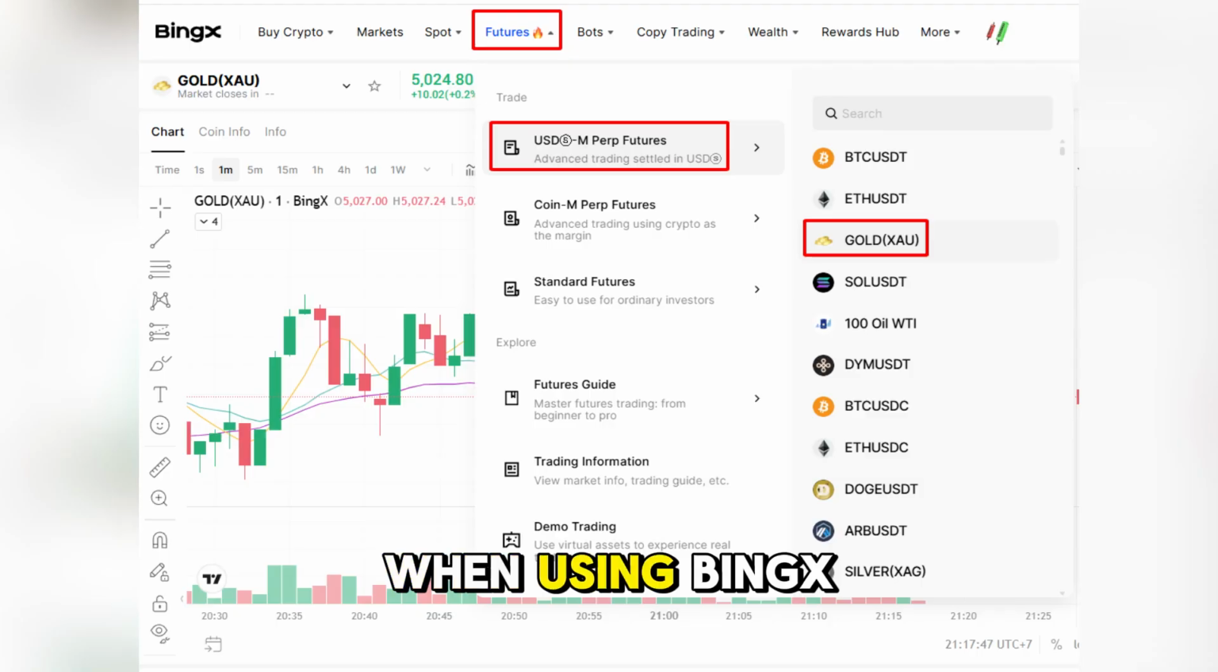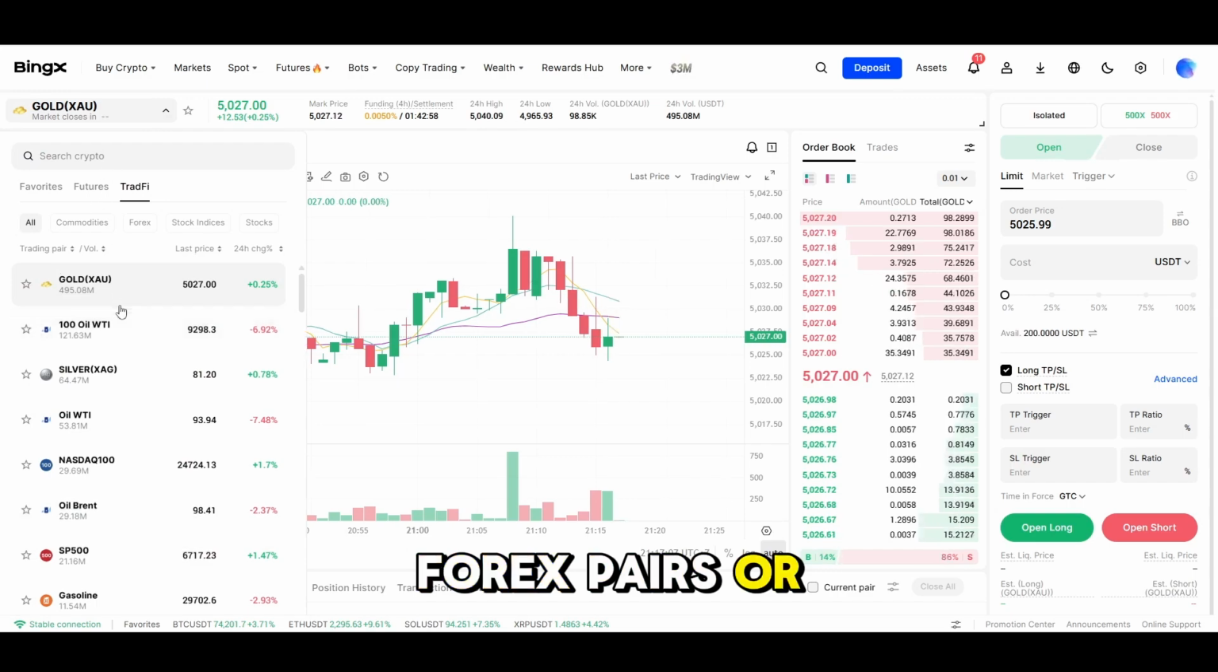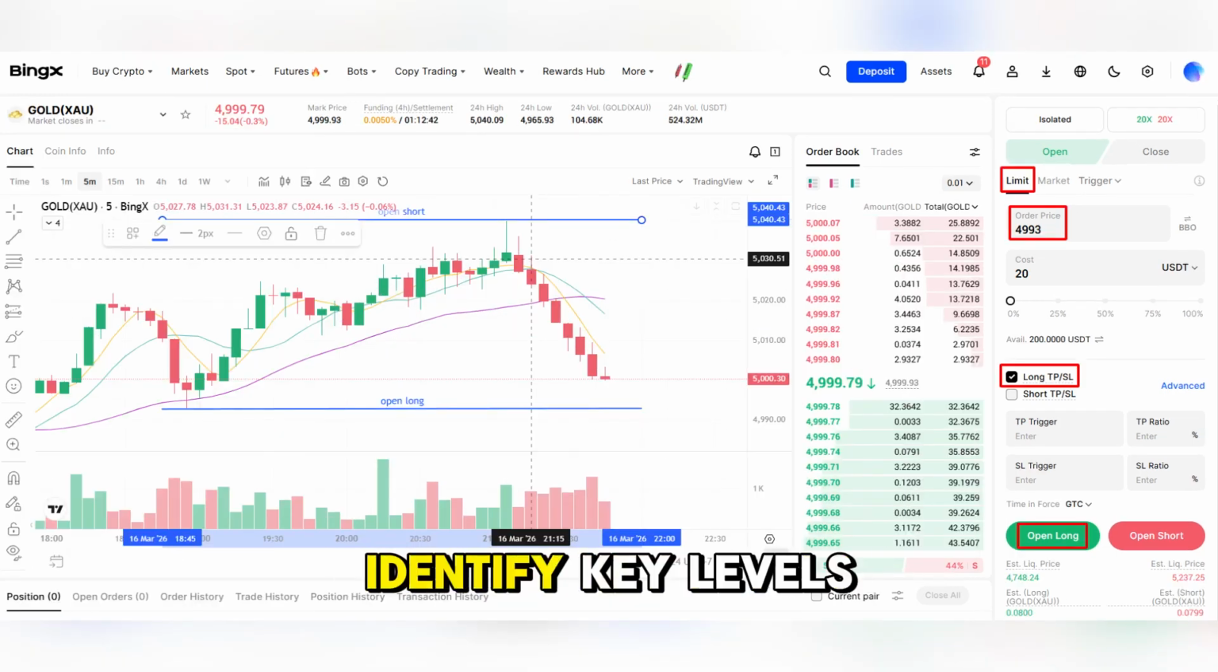When using BingX TradFi, the basic trading process is straightforward. Traders can open the TradFi section and choose markets such as major Forex pairs or gold. From there, they analyze the market structure, identify key levels, and define their entry, stop loss, and take profit before opening a trade.